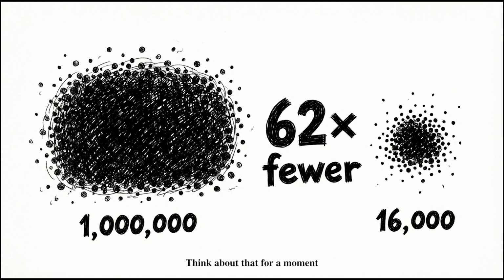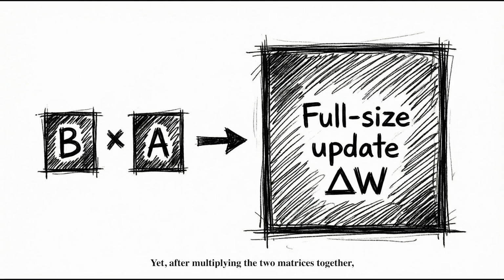Think about that for a moment. Instead of training 1 million parameters, we are only training 16,000. That's more than 62 times fewer parameters. Yet, after multiplying the two matrices together, we still obtain a full-size update matrix. This is the genius behind LoRA. Rather than learning a huge update directly, it assumes that the updates can be represented using two smaller matrices.